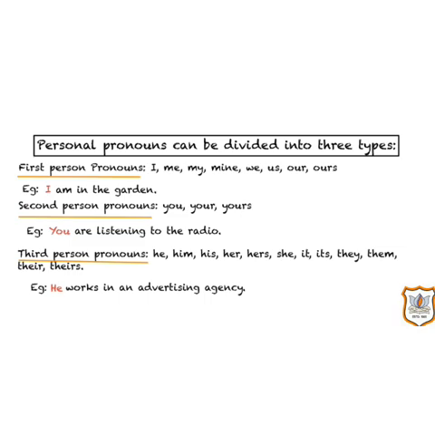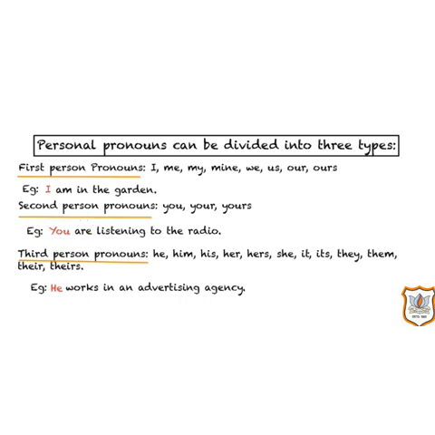The first one is I, me, mine, we, us, our, ours. These are the first person pronouns. First person means talking about yourself. I am in the garden. So I is the first person. Now the second person pronouns are you and yours. This is when you're talking to someone else, like, you are listening to the radio. So you is the second person pronoun.